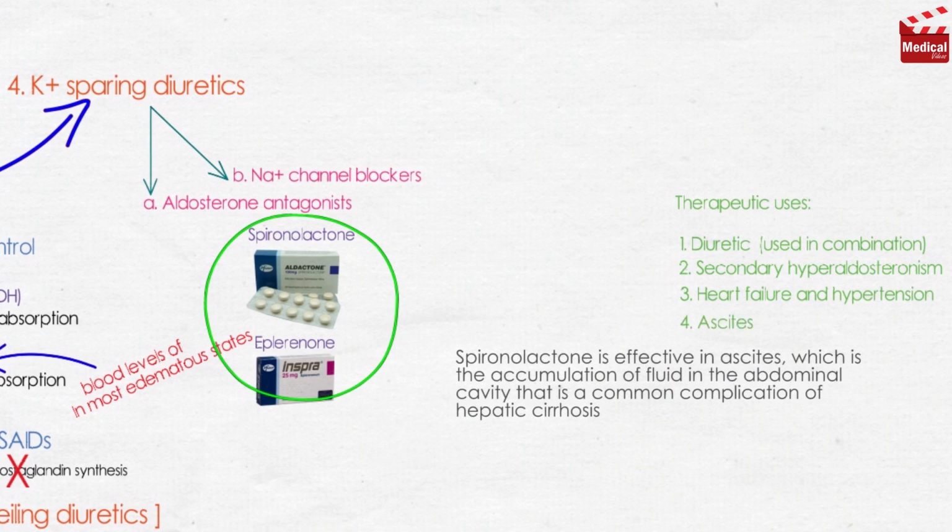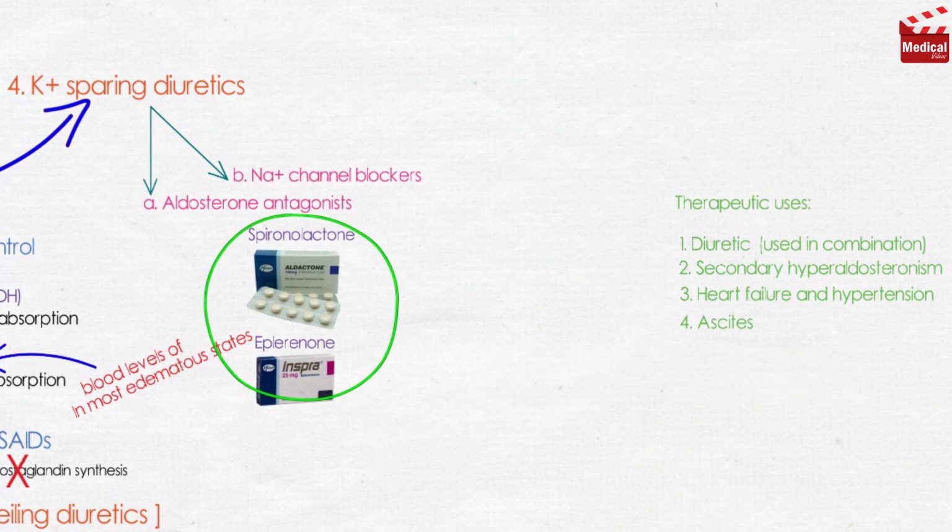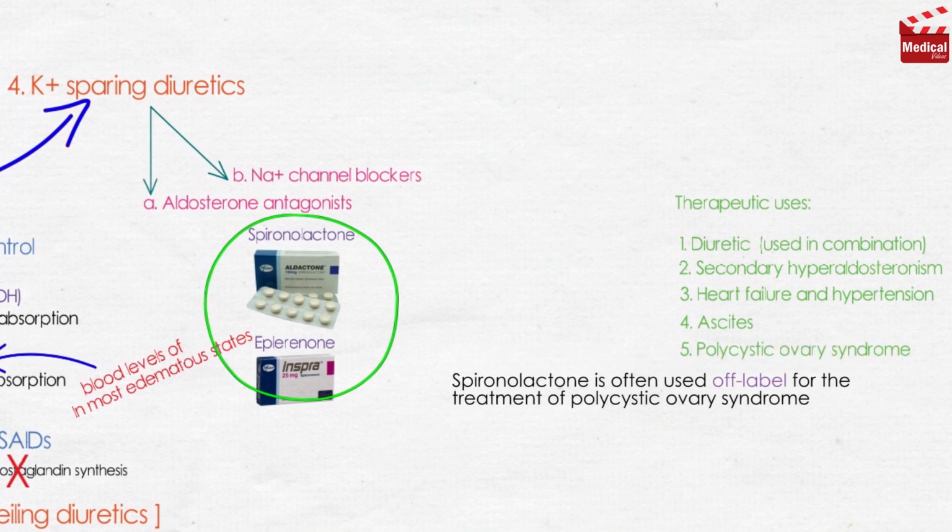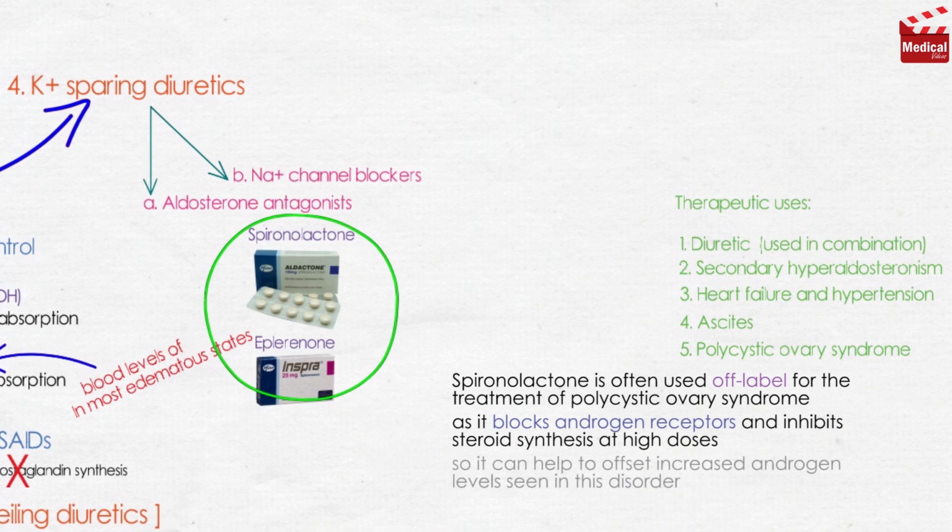Spironolactone is effective in ascites, which is the accumulation of fluid in the abdominal cavity, that is a common complication of hepatic cirrhosis. Spironolactone is often used off-label for the treatment of polycystic ovary syndrome, as it blocks androgen receptors and inhibits steroid synthesis at high doses, so it can help to offset increased androgen levels seen in this disorder.